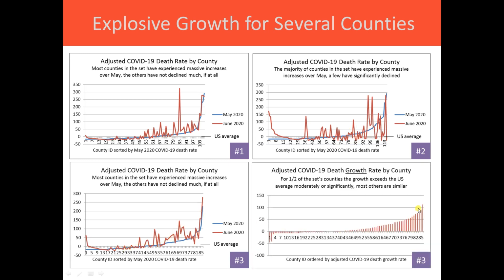And you can see this here. This is just the growth rate ordered by the rate itself. You can see there's a lot of explosive growth, and only a few actually went down. This is for the third one.